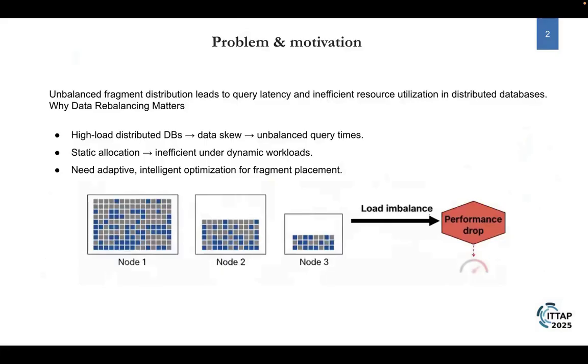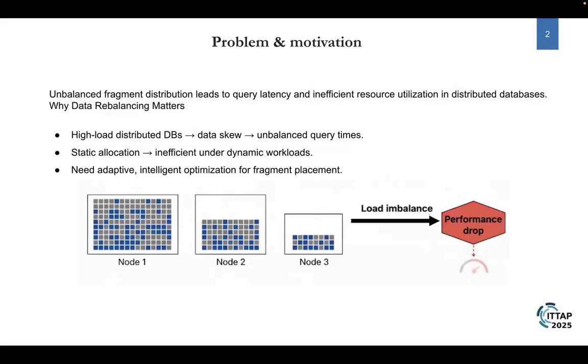Problem and motivation. In distributed systems, data are split among multiple nodes. Over time, as workloads change, this distribution becomes unbalanced. Some nodes process more data and queries than others. As a result, query execution time increases and network traffic grows, leading to a noticeable performance drop. Traditional static allocation methods cannot adapt to such dynamic environments.